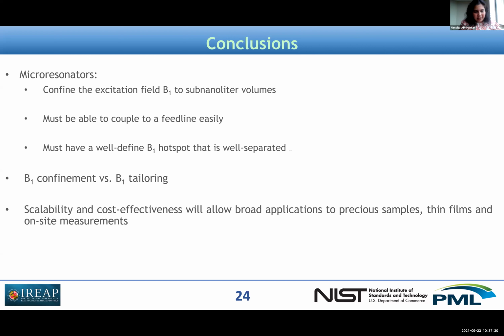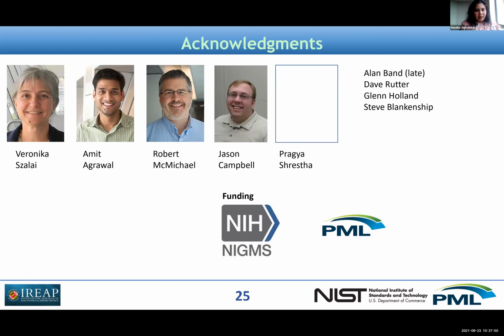And lastly, the resonator should be scalable and cost-effective, especially if we are thinking about using it in a compact or portable spectrometer. You need to be able to make many of these, and they should be more or less disposable. You can't have expensive substrates, and we have done that by using fused silica. And this is a summary of the work that we've been doing so far.